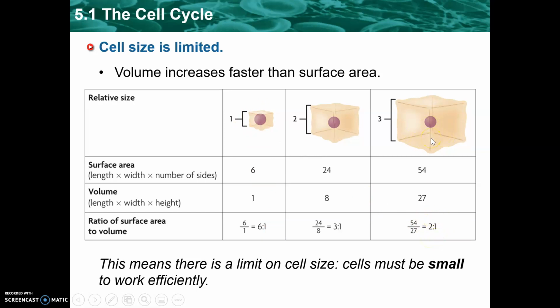Now remember, it's the cell membrane that allows things to pass in and out of the cell. So a large ratio here, 6-to-1, means there's 6 times the amount of membrane relative to the volume, versus in this big cell here, there's only 2 times the amount of membrane as there is volume in that cell. So in general cell biology, you find that cells must be small. The smaller the cell, generally speaking, it's going to have a larger surface area to volume ratio.